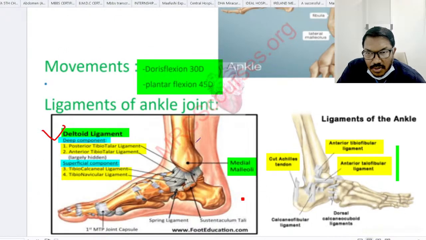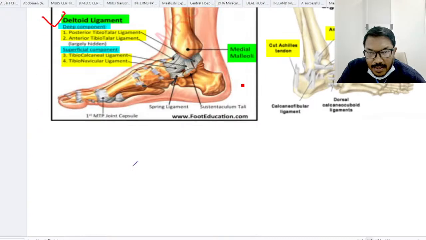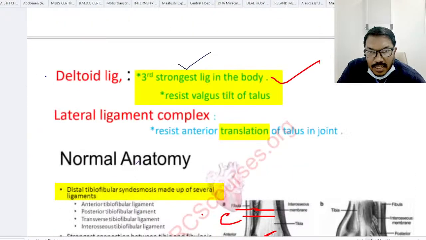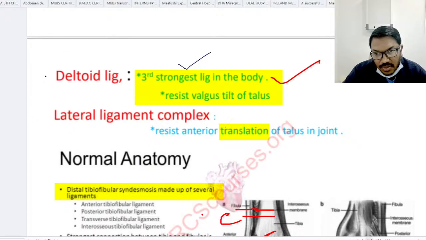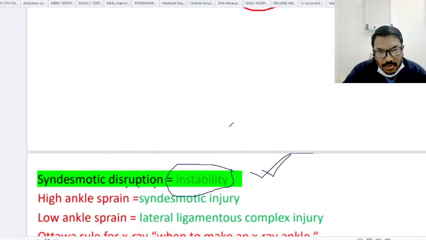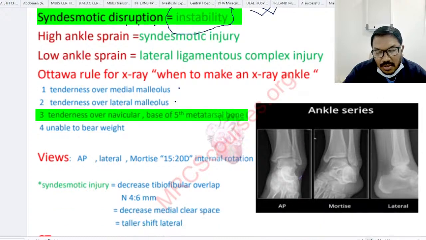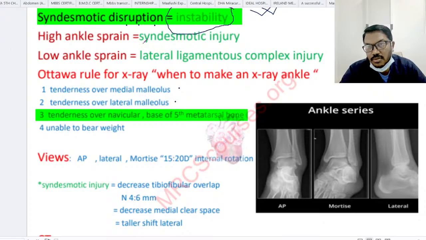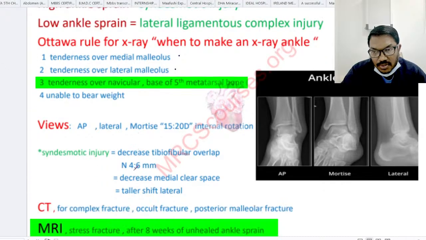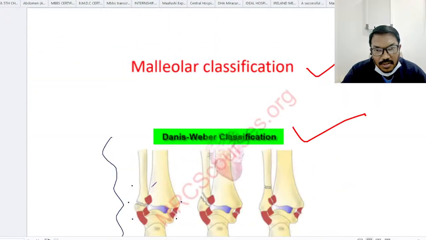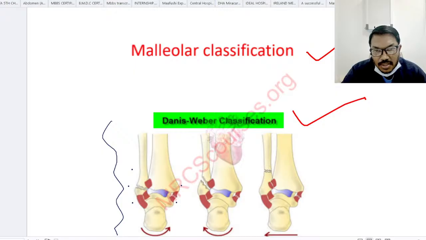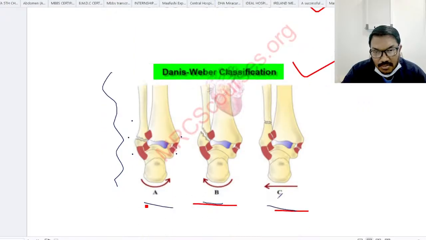Ankle fracture, already we have seen. Ligament of the ankle, deltoid ligament. Third strongest ligament in the body, restrains valgus. Okay, normal anatomy, no need. We have already seen. Syndesmotic disruption is instability. Syndesmotic. Remember, we have said ABC. High ankle sprain, syndesmotic injury, long ankle sprain, lateral ligamentous compression. Okay, these are known, CT MRI. Yes. Danis-Weber classification, already we have seen, ABC.